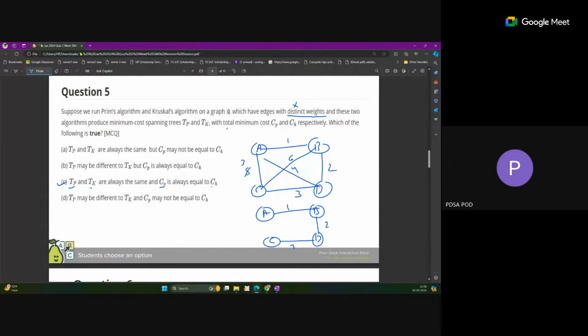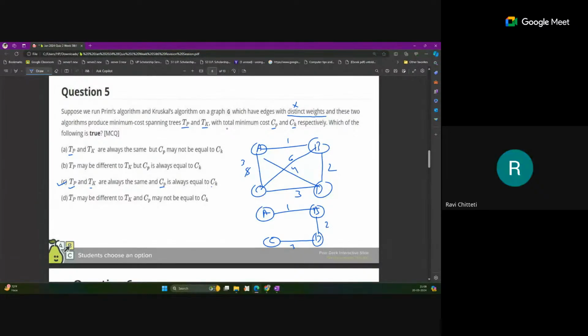So you just did it for Kruskal, right? No, the question statement mentions that TP represents the tree of Prim's, TK is the tree of Kruskal, and CP is the cost of Prim's and CK the cost of Kruskal's. So that means we are applying both algorithms on this type of situation. So will our tree be the same, or will the cost be the same? That is what the question is asking.